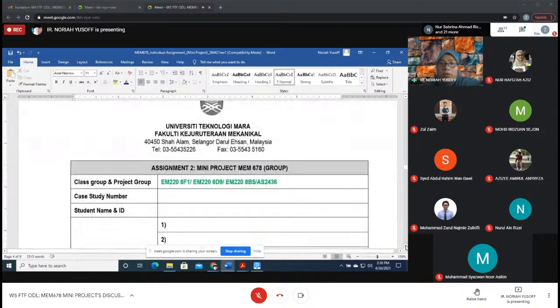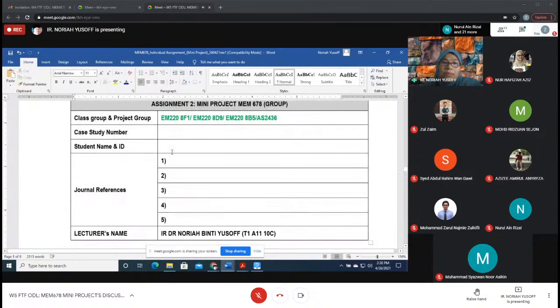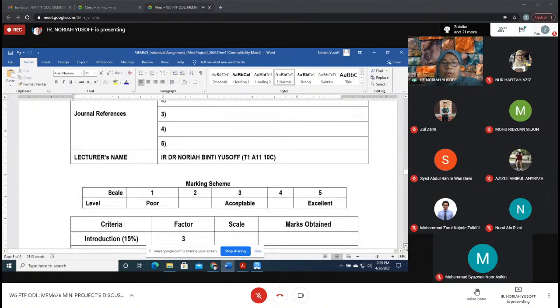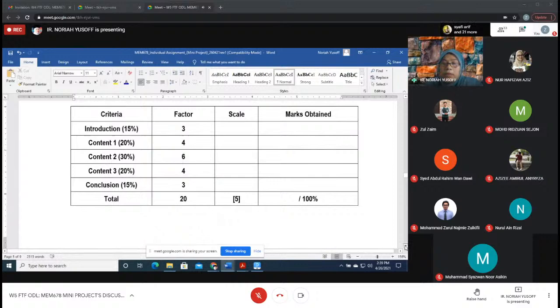So here is the cover of the report. In the cover of the report, put the name and student ID, case study number, and class group or the project group. You put whichever group you belong to here. So in this case, you are from group 8F1, okay? 8F1. For case study number, put case study number 1, 2 or 3, or whatever. So this you must include in your report's cover.